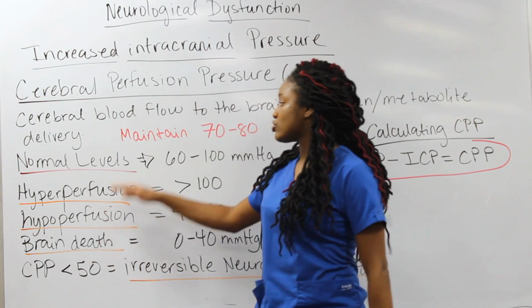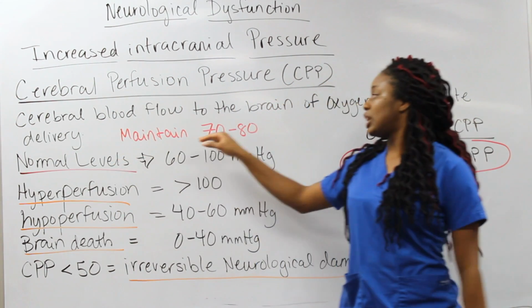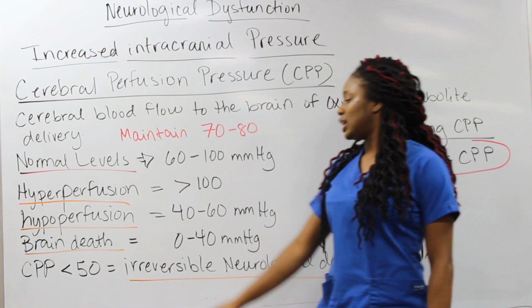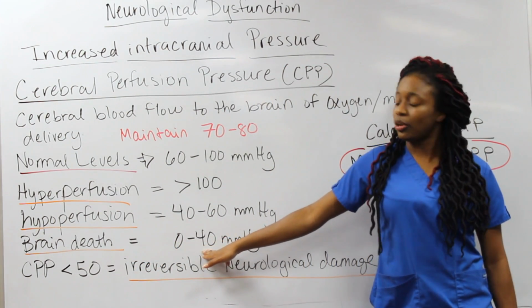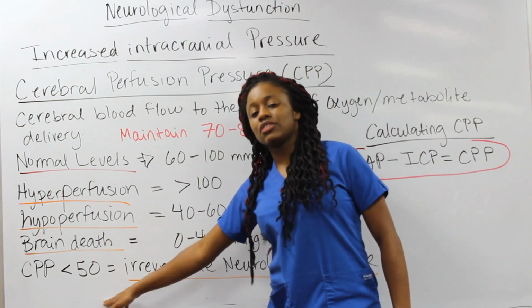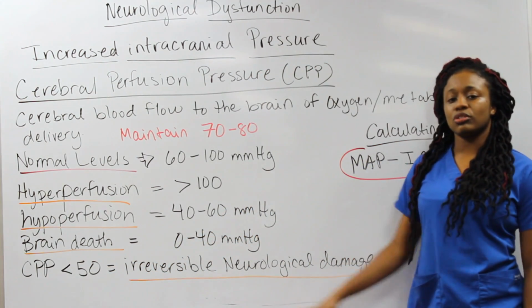And this right here is your normal levels. This is where you want to maintain it. And then this is your brain death. This is important to know, right? This is classified as brain death. And anything less than 50 is irreversible neurological damage.